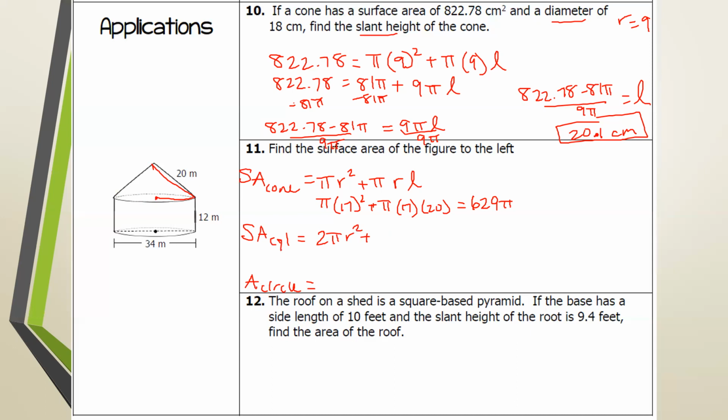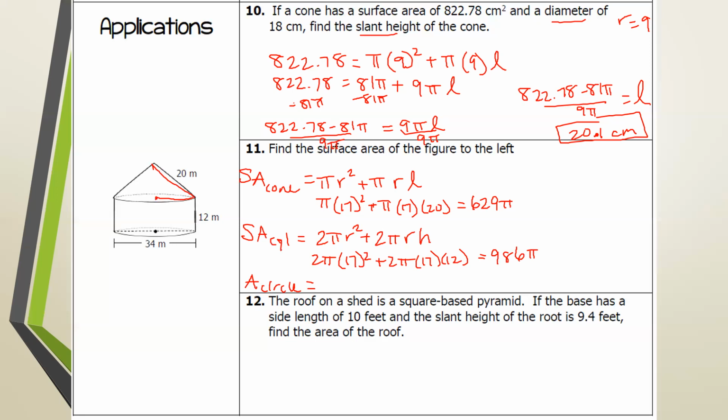2 pi r squared plus 2 pi r h. Okay. So the radius is still 17. And the height of my cylinder is 12. So nice and exact without any rounding, meaning I'm going to keep pi in my answer. Anytime you keep pi in your answer, we call that leaving your answer in terms of pi.